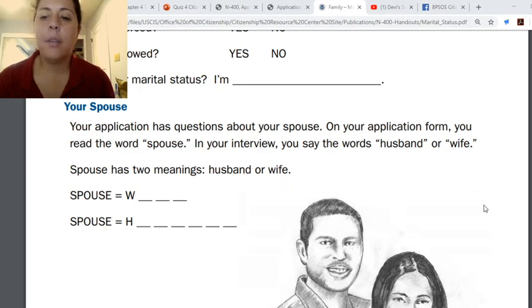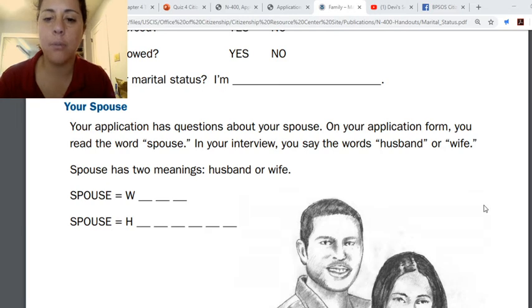Your application, okay, now we talk about your spouse. Your application has questions about your spouse. Remember, spouse means husband or wife. On your application form, on your N400, you read the word spouse. In your interview, you say the words husband or wife.